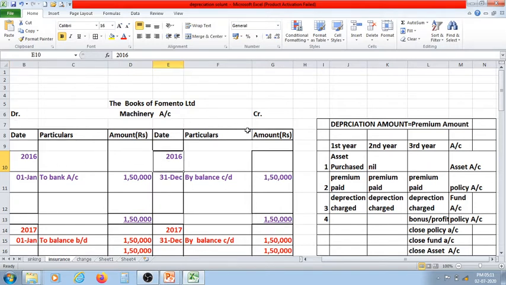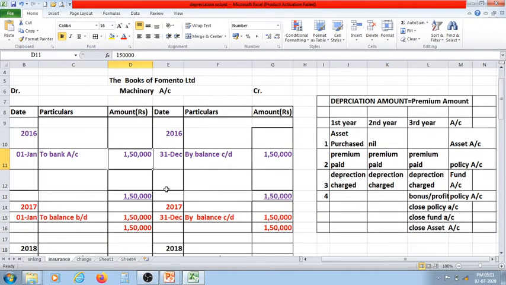So when you prepare the ledger account, you have date, particulars and amount columns. In the date column you mention the year and start with the first journal entry, that is on 1st January. The entry is asset account, that is machinery account debit to bank account. Amount is 1,50,000.